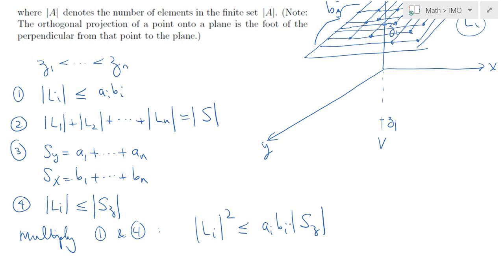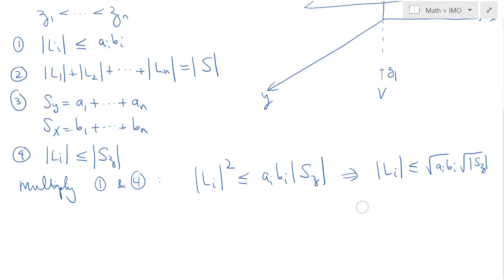I will start with item 2, and let me take the square root of both sides here. So taking the square roots, we would get L sub i is less than or equal to square root A_i B_i times square root S sub z. Okay, yes. Now let's go ahead and combine number 2 and this result here that we got. So let's call this result number 5.